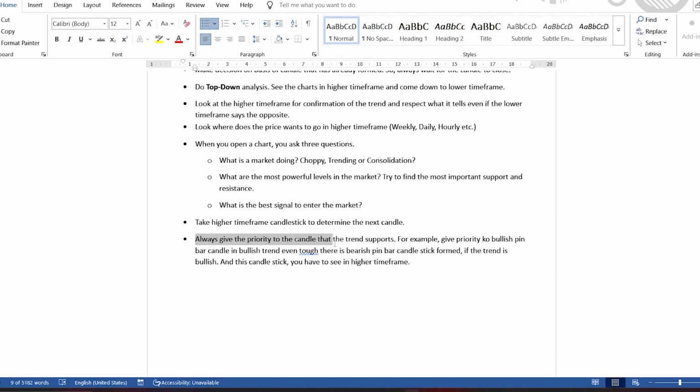Always give priority to the candle that the trend supports. For example, give priority to a bullish pin bar candle in a bullish trend, even though a bearish pin bar candlestick has formed. You have to see this in the higher time frame. I already discussed in the previous point to take the higher time frame candlestick. If there is a strong bullish trend and a bearish candle forms, then give priority to the bullish candle.